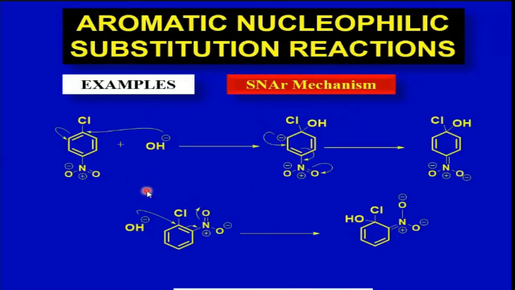So here it is. You can see that this hydroxyl, when it attacks the ipso carbon, an intermediate is formed, right? So here the geometry is somewhat tetrahedral. This carbanion, as we have discussed yesterday in the general mechanism, is stabilized.